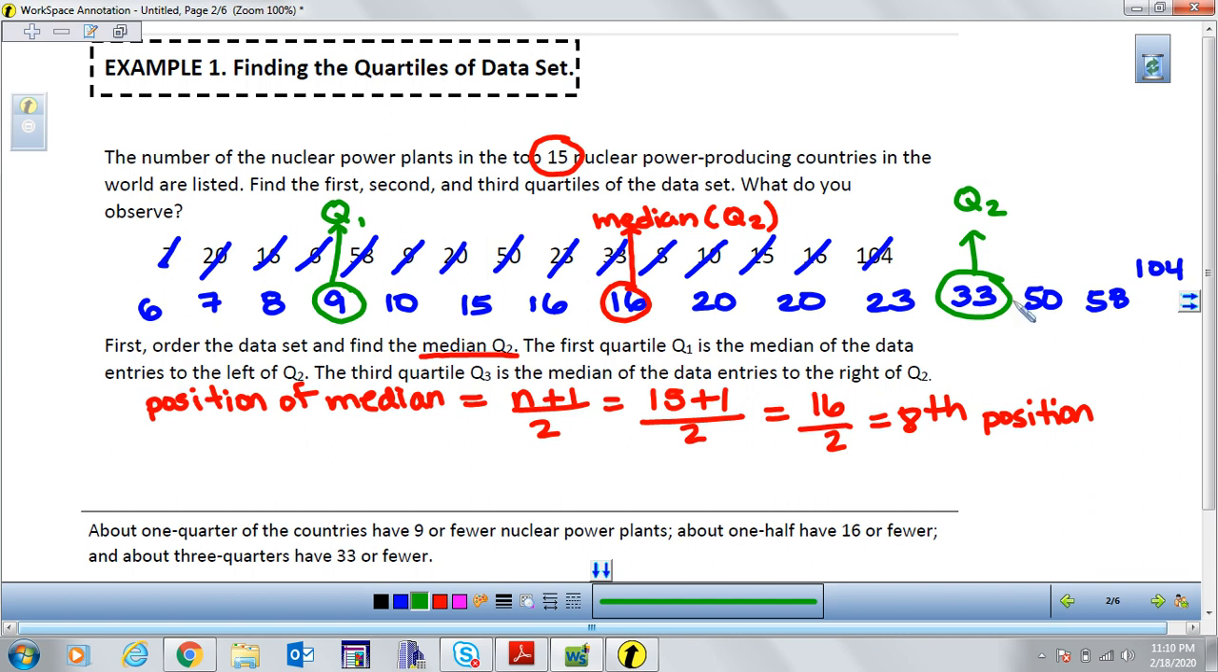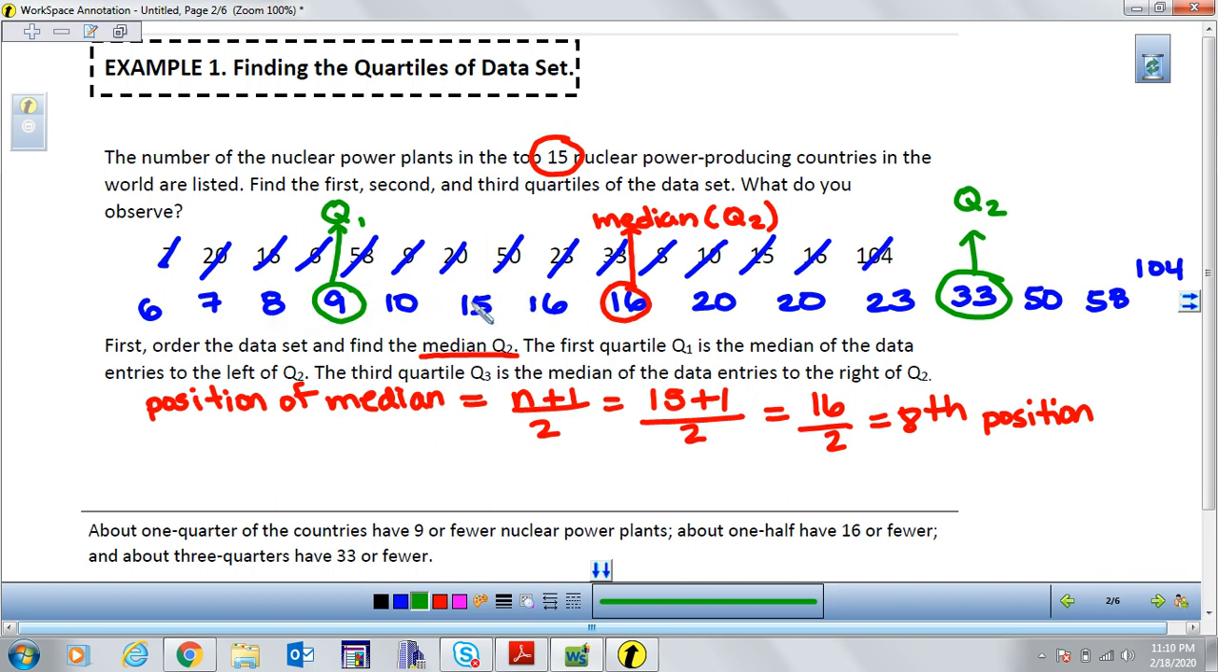You could also have seen the number that partitions, or cuts, or divides this set of values into exactly the same number of values to the left hand side and to the right hand side. It's with respect to this 33. 3 values to the left hand side, 3 values to the right hand side. Same thing with the 9. 3 values to the left hand side of the 9, 3 values to the right hand side.